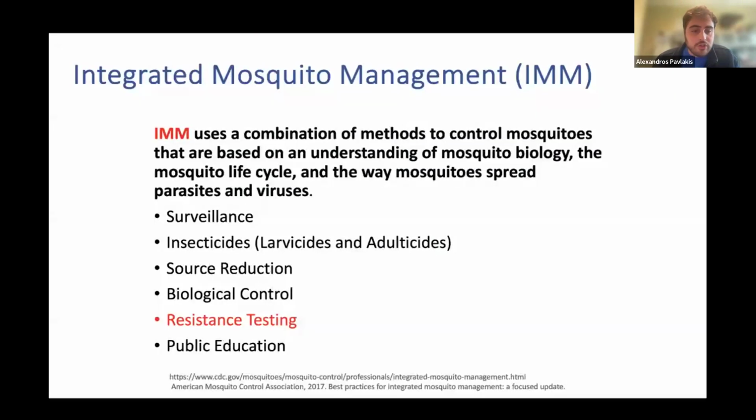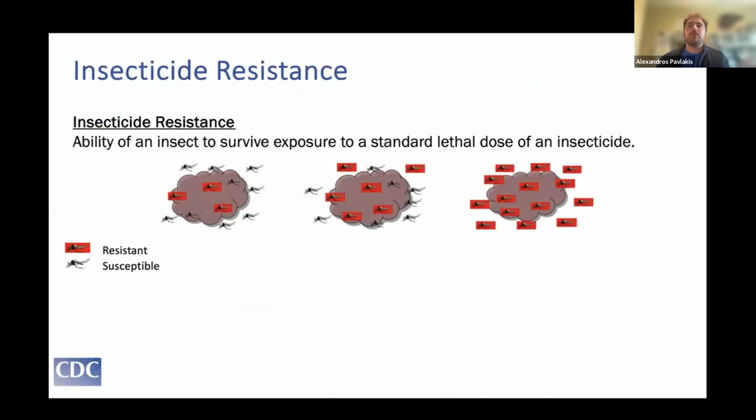So let's now move to resistance testing. And this is such an important part of an integrated mosquito management program that many agencies haven't put a real importance in. So first, to understand, insecticide resistance is the ability for an insect to survive an exposure to a standard lethal dose of an insecticide. So here's just a graphic. In red boxes, these are mosquitoes that are resistant to that insecticide treatment, and in white, they're susceptible. And so you see the first treatment on the left.